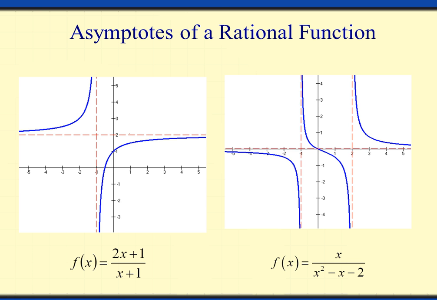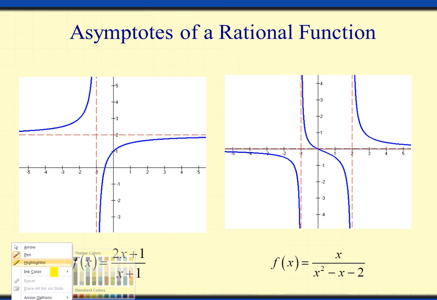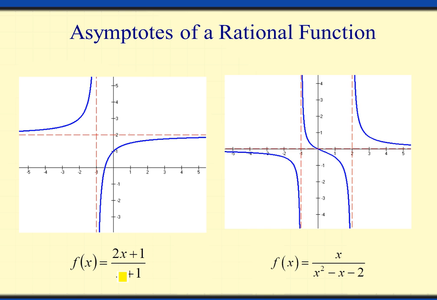Okay, let's go through these graphs that we looked at before, and now we can make some sense out of what we've already seen. In this case, the denominator is x plus 1. Well, what causes that denominator to be 0 is an x value of negative 1. And you can see that our vertical asymptote goes through that x value of negative 1, and there it is. So that makes sense of what we've just been describing.